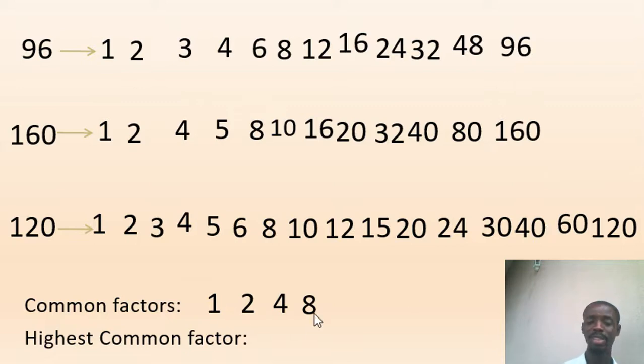So the list of common factors I have for these 3 numbers are 1, 2, 4, and 8. Those are the common factors I'm having. I'm looking for the highest among them. What do you think that would be? Of course, that would be 8. So the highest of them all is going to be 8.